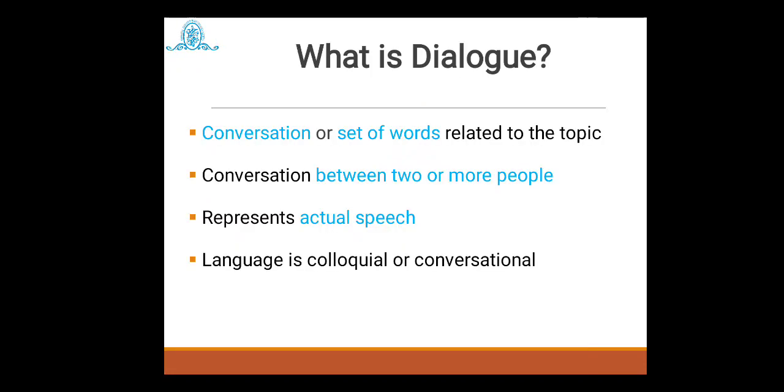Okay. Now, what is dialogue? In simpler terms, dialogue is a kind of conversation, or a set of words related to the given topic. Also, it is a conversation between 2 or more people. When 2 or more people come together and have an exchange of dialogues, a conversation regarding any particular topic, that is called dialogue. So dialogue represents the actual speech of the speaker. And in this exchange, the language becomes very colloquial or conversational. When the speaker asks something, immediately after that, the listener is supposed to give a natural response. So that is called dialogue.